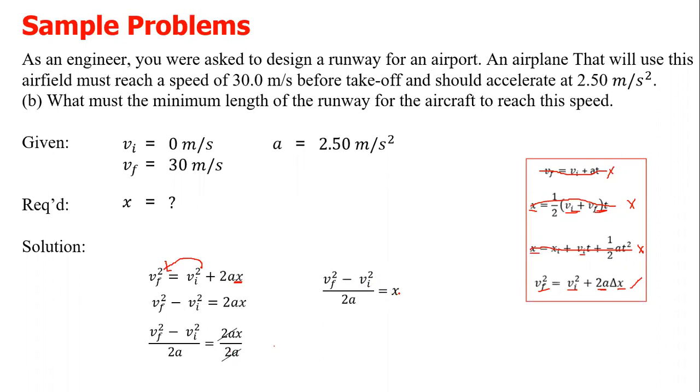Next, plug in the values. So we have 30 squared minus 0 meter per second squared divided by 2 times 2.50 meter per second squared. And the minimum length for the runway is equal to 180 meters.